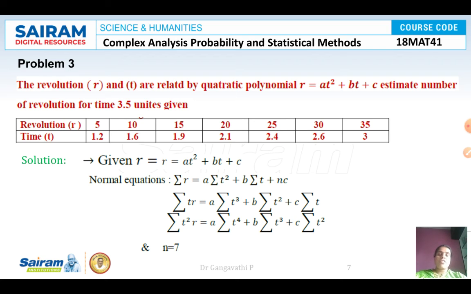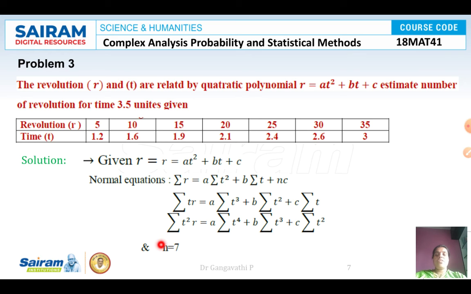So the normal equations must also be according to that. Wherever we had y, it must be replaced by R, and wherever we had x, it should be replaced by t. So take the summation, consider the given equation, take the summation, you get the first normal equation, multiply by t and then take the summation, you get the second normal equation, multiply by t square and then take the summation, you get the third normal equation.